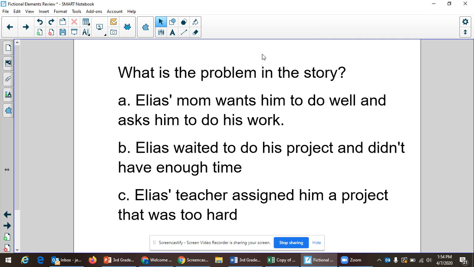What is the problem in the story? Elias's mom wants him to do well and asks him to do his work. Elias waited to do his project and didn't have enough time. Elias's teacher assigned him a project that was too hard. Well, the problem in the story was that he was assigned the project and he waited to do his work and he didn't have enough time.